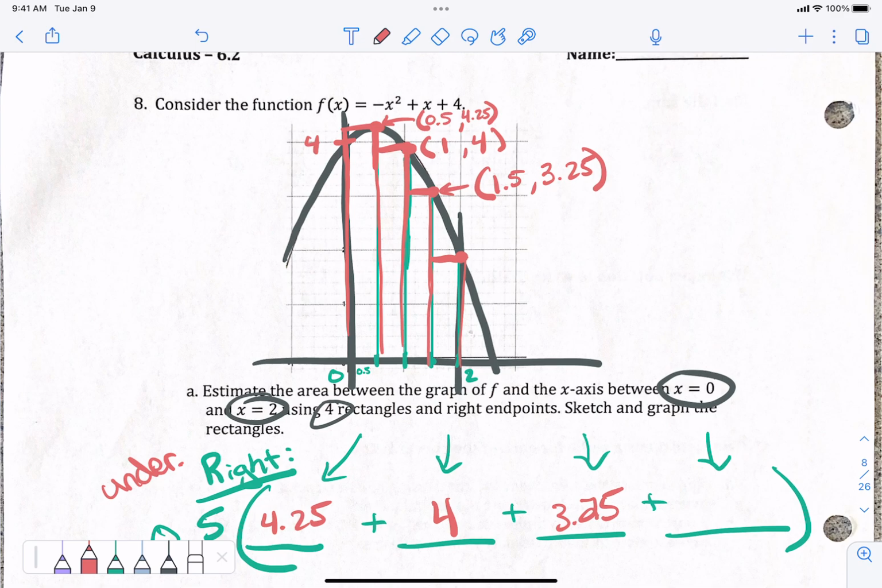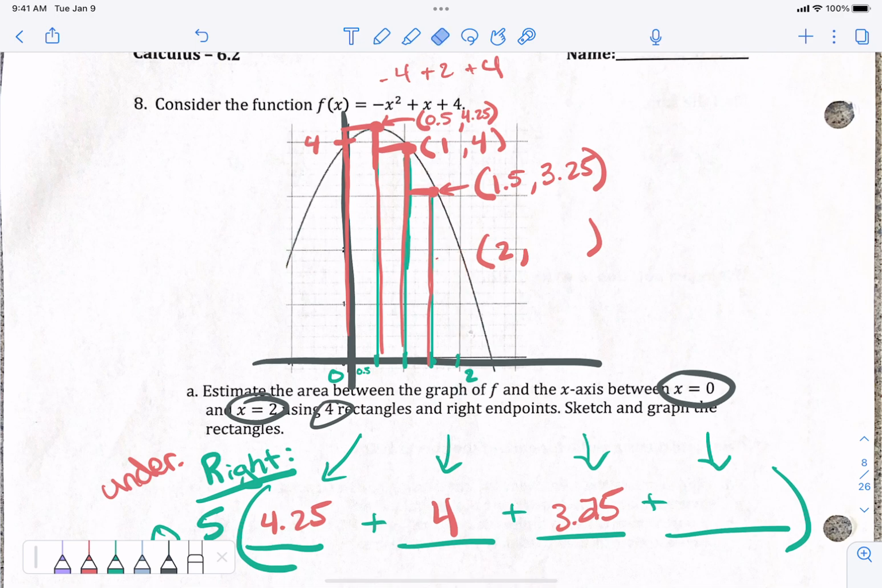We're going to plug in 2. Is that what you're saying? No, I was saying your height was 2. I don't think it's 2. You're plugging in 2: negative 4 plus 2 plus 4. It is 2. Mine doesn't look like 2, but maybe my lines are weird. Let me see. Yeah, it is hitting at 2. I just had it covered up.